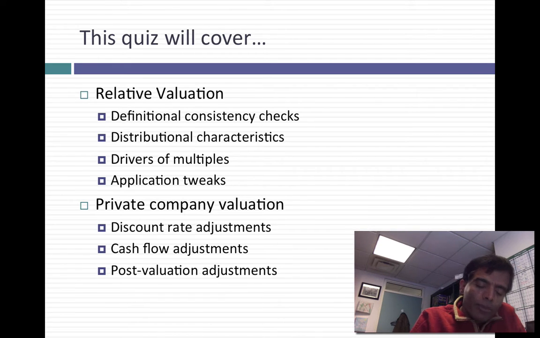And finally, there are application tweaks. When you start applying them to compare across companies, how do you control for differences? We talked about sector regressions and market regressions, but they're just tools in your toolkit.